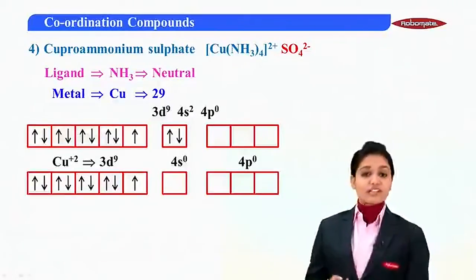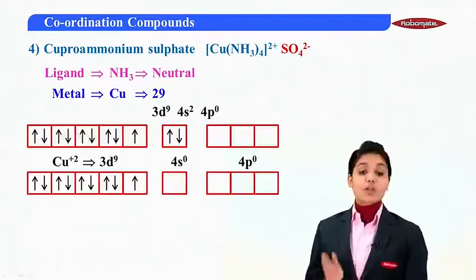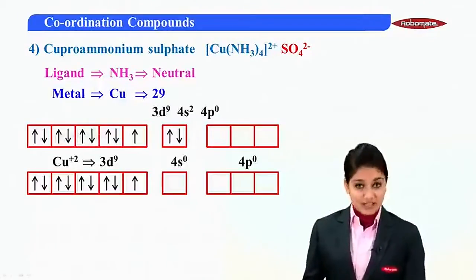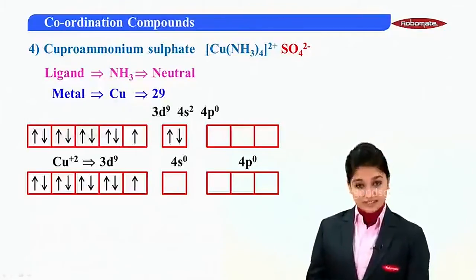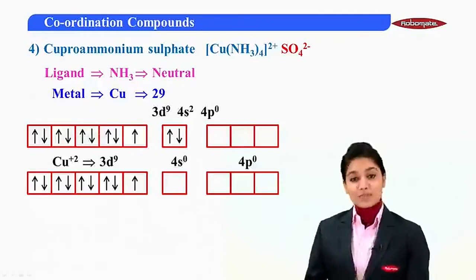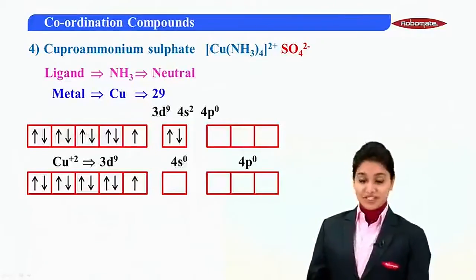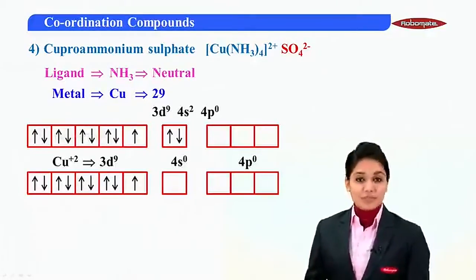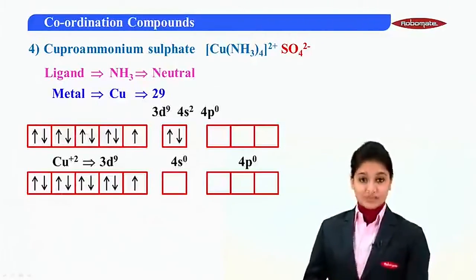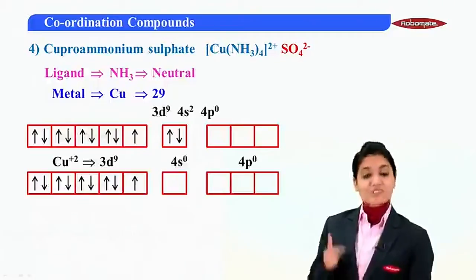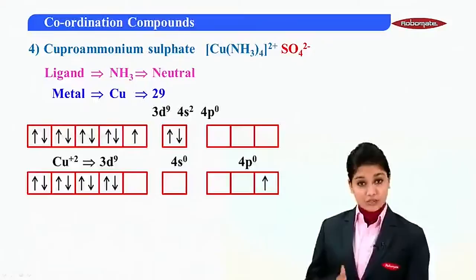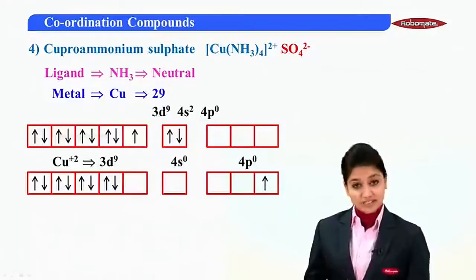Now if you see here, NH3 is a strong field ligand, and we know that a strong field ligand is the one which supports pairing. That means if we have any unpaired electron, they will get paired up in the presence of a strong field ligand. But in this case, we have only one unpaired electron, and there is no other electron present with which it can get paired. So in this case, this one unpaired electron goes to the next higher energy level, that is 4p0, which now becomes 4p1.